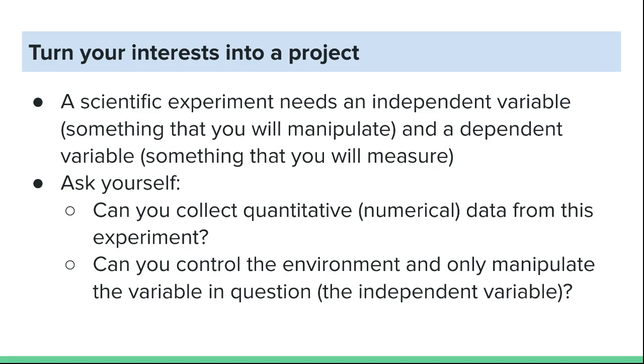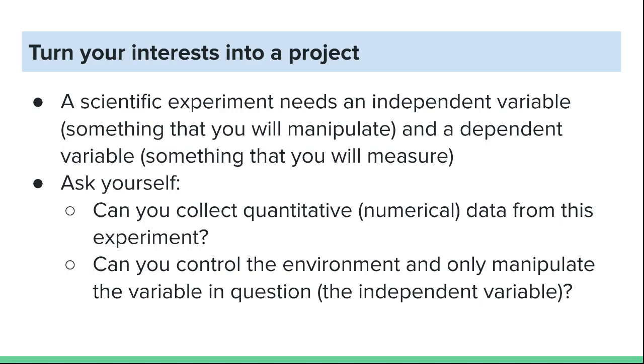A scientific experiment needs two things. It needs an independent variable, something that you will manipulate, and a dependent variable, something that you will measure. So you are going to modify the independent variable. For example, if you're doing a project on different amounts of fertilizer and plant growth, the independent variable would be the amount of fertilizer. You would have 4 levels of that independent variable for your project. The control would be no fertilizer, and then you'd have 3 different levels of varying amounts of fertilizer.